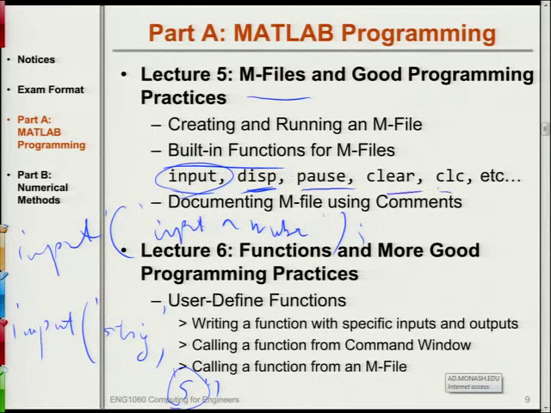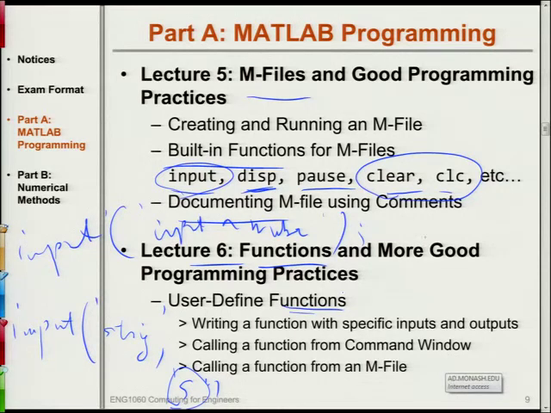So pause, clear, clc. Normally clear and clc are at the beginning of your MATLAB code. You all put this. And the documentation, self-documentation. And then in lecture 6, we mentioned how to create a function. Up to now, I'm sure after so many labs, how many labs do you have? 9 labs and assignments, you are very familiar with how to create a function.